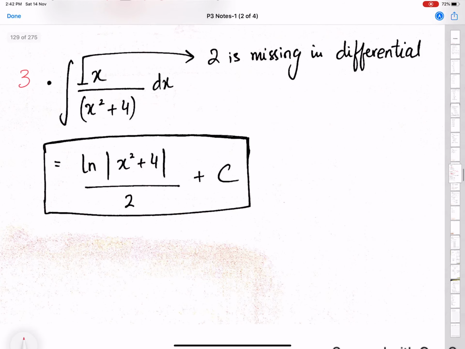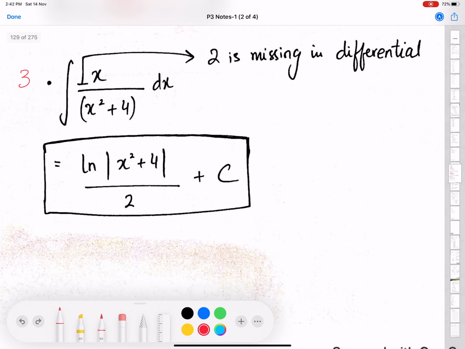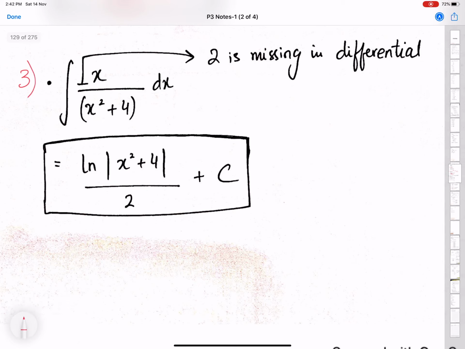Now see example number 3. In example number 3, the differential of this is 2x. Fortunately, we have the variable and the constant is missing. So we can again use basic formula number 2. We just need to divide ln x square plus 4 by 2.